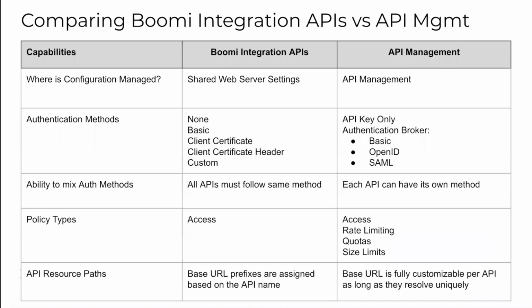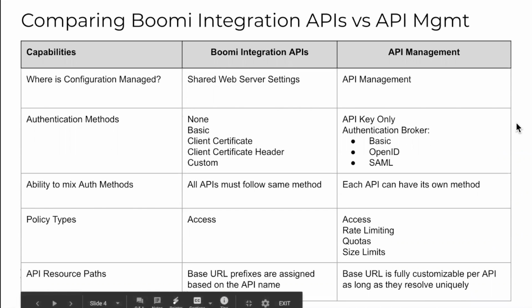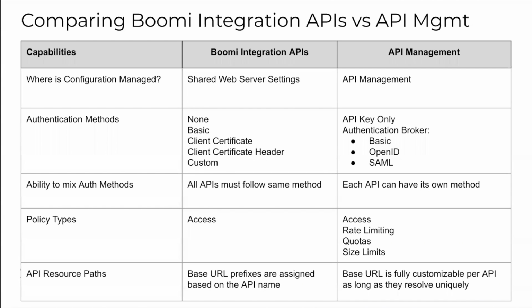Okay, so if I compare Boomi integration APIs versus API management across these different capabilities, what do we see? First of all, where is the configuration managed? In Boomi integration, we manage API configurations via the shared web server setting. It's a panel within your Atom management that applies to the entire runtime. And that has implications that we'll talk about later. From an API management standpoint, obviously we're managing all that stuff within the API management screens.